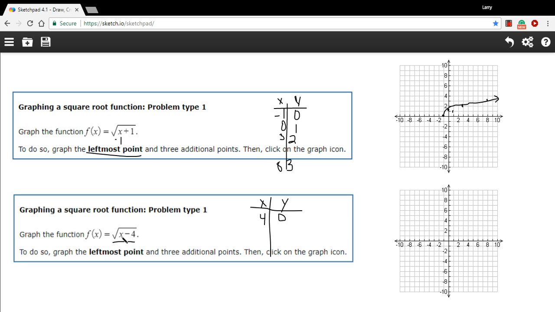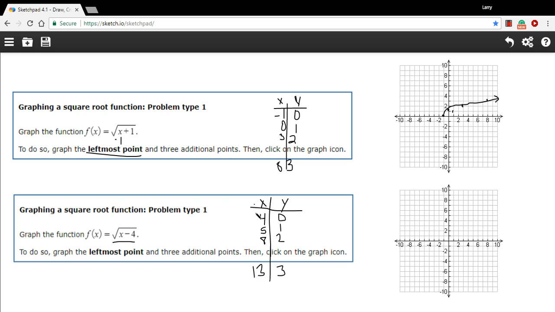I could put in the number 5 for x. 5 minus 4 would be 1. That would return 1 for the value of the function. Let's see if we can make this be 4. I guess I'd have to put in 8 for x. If I put in 8 for x, 8 minus 4 is 4. The square root of 4 is 2. And one more. Let's try to make it be 9 in here. So that would be 13 minus 4 would be 9. And then the square root of that would be 3.